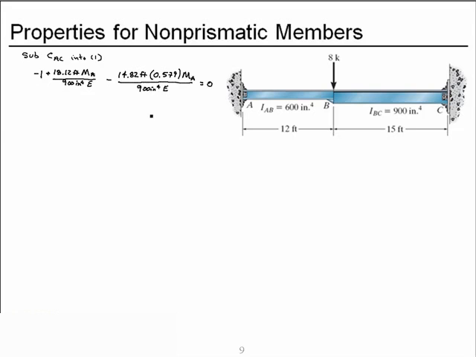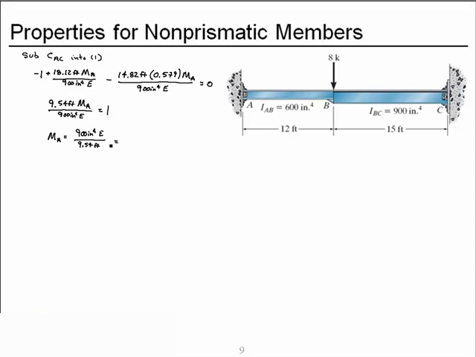So if I combine these two terms, move the 1 to the other side, I get 9.54 feet MA over 900 inches to the 4th E equals 1. So MA must be 900 inches to the 4th E over 9.54 feet.